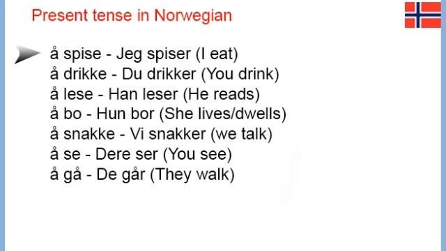So just a few more examples of the present tense in Norwegian. Just notice how the R is added to all of these infinitive forms. Å spise, jeg spiser. Å drikke, du drikker. Å lese, han leser. Å bo, hun bor. Å snakke, vi snakker. Å se, dere ser, you in plural. Å gå, de går.